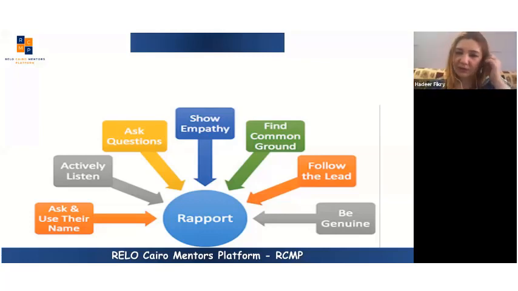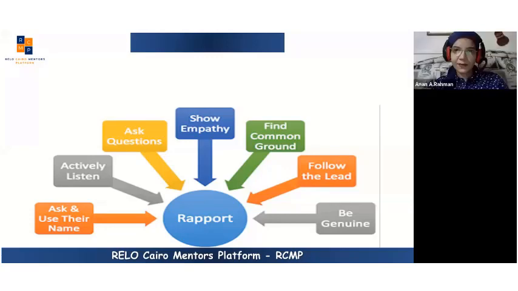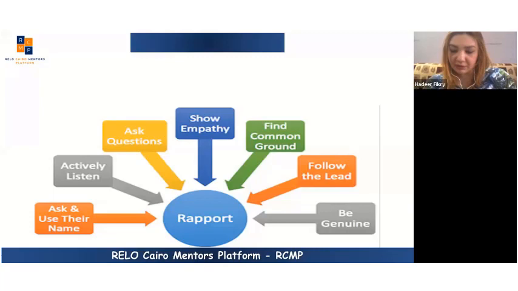The coming point, which is really important, especially to me, is to follow the lead. Do you know what it means? Do you have any idea what it means to follow the lead? While developing the rapport, it's important to follow the lead. It means what? Come on, dears. What does it mean that you, as a teacher, follow the lead?